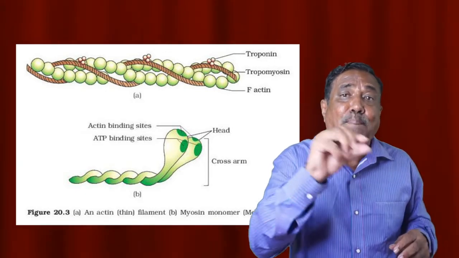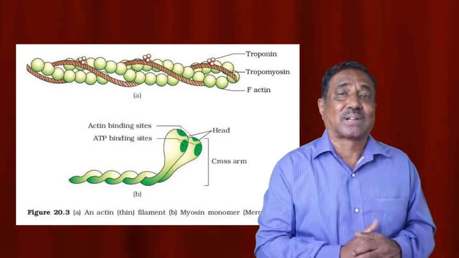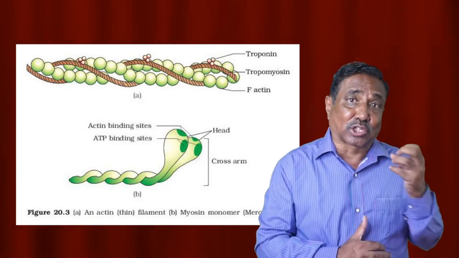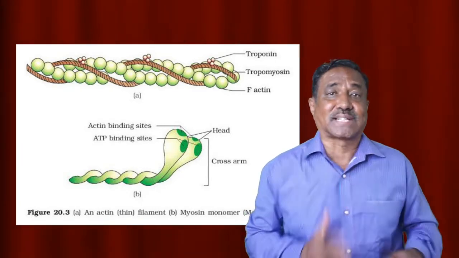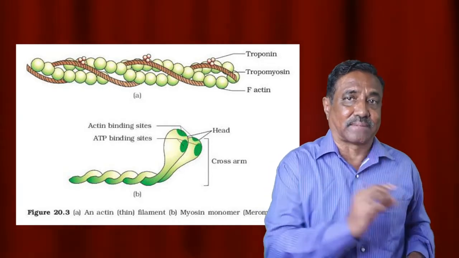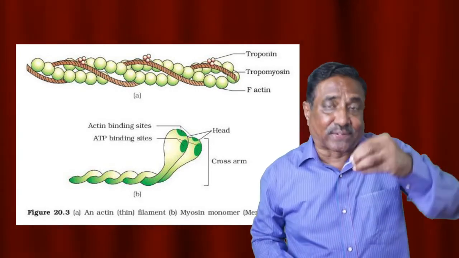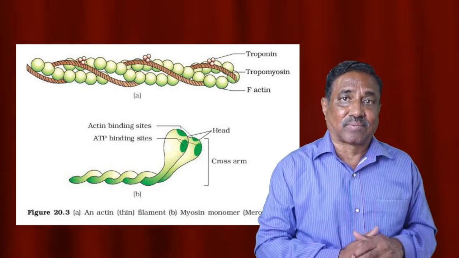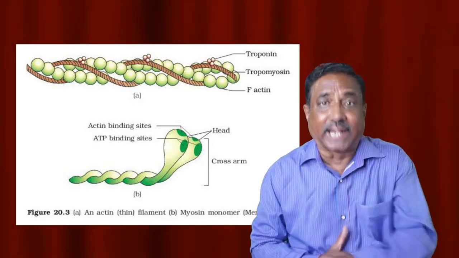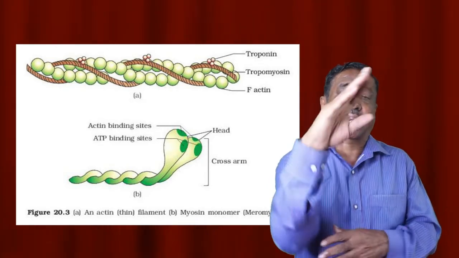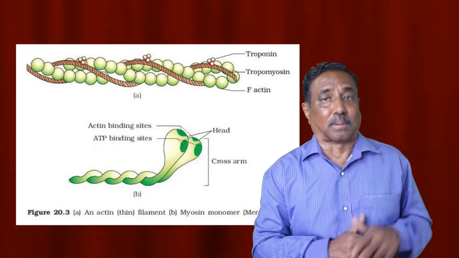Tropomyosin and troponin are present here and there, continuously distributed. That is about actin. Coming to the myosin, the meromyosin, that is heavy meromyosin (HMM) and light meromyosin. They are also called twisted, and they consist of a head portion, a site for the attachment of actin, a site for ATP, and a cross arm present in the myosin filaments.